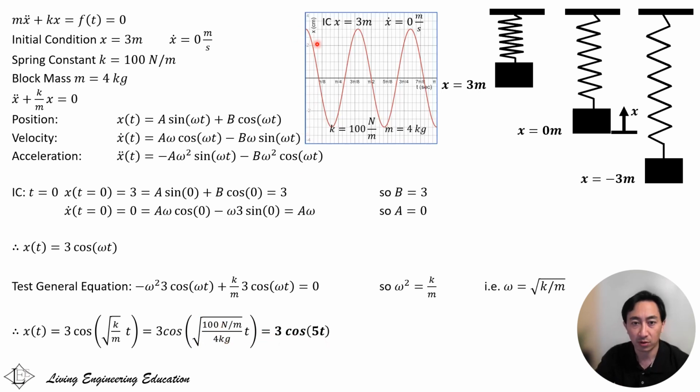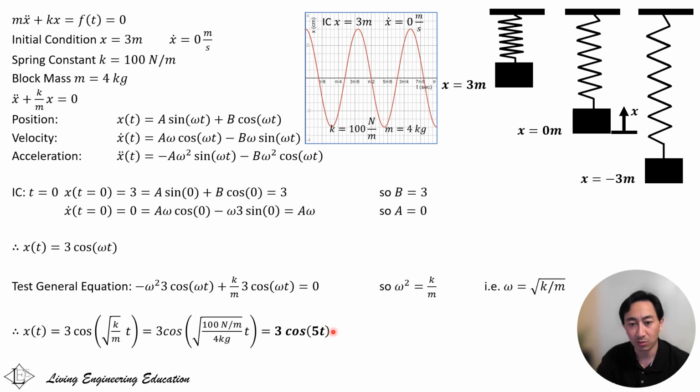So here's my graph. This vertical axis is my position, x. This horizontal axis is my time scale, t. And here's the oscillation. We start off at our amplitude at 3 meters. It's fully compressed, so it comes back, passes the equilibrium point, and then continues, right? So we can see the frequency and the period. We can calculate all that like we did before.